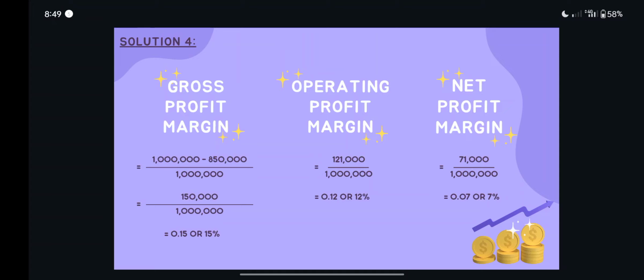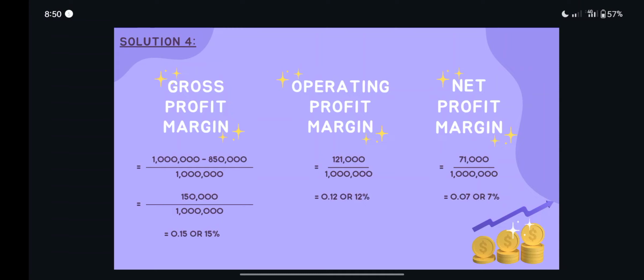The sales revenue for this problem is 1 million minus 850,000, which is the cost of goods sold, over 1 million. It is equal to 150,000 divided by 1 million. The final answer is 0.15 or 15%. So the gross profit margin for this problem is 15%.